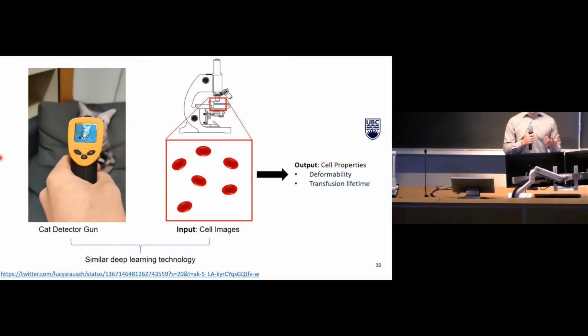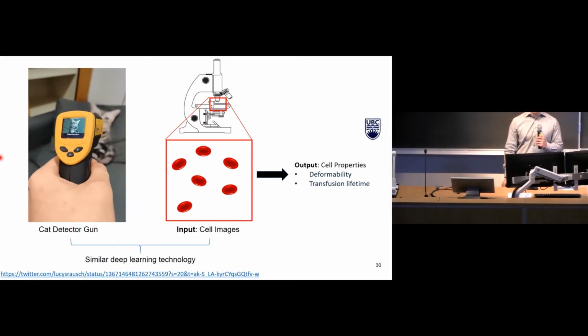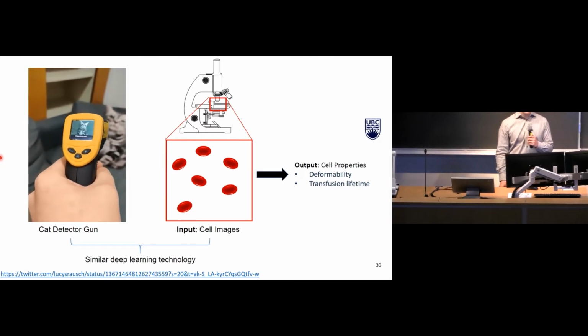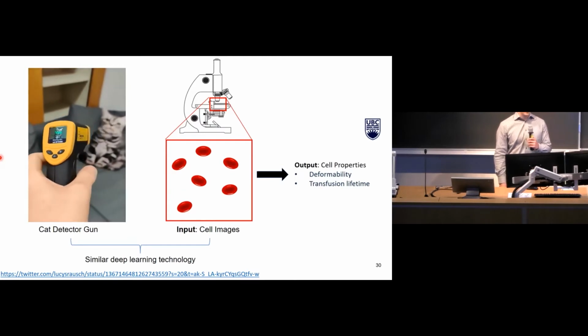And so this is where my research comes in. My PhD research utilizes deep learning and computer vision techniques to assess properties of single biological cells. And here I'll be discussing its use to assess the deformability of red blood cells.